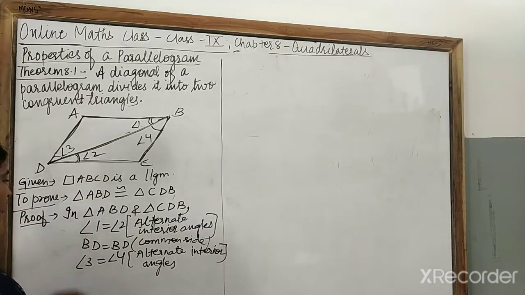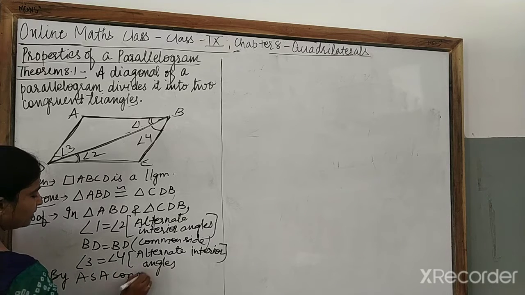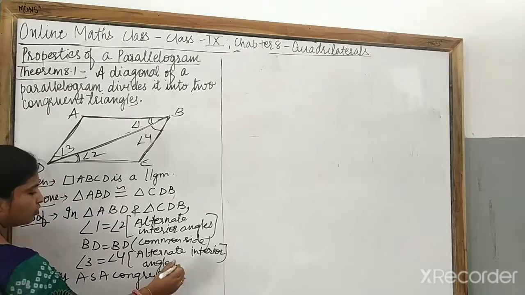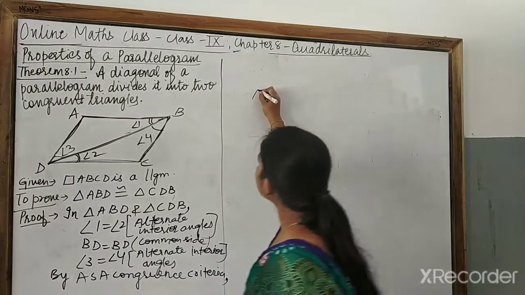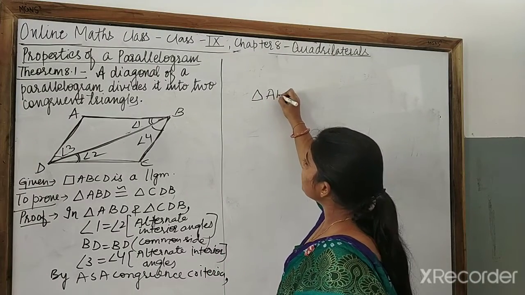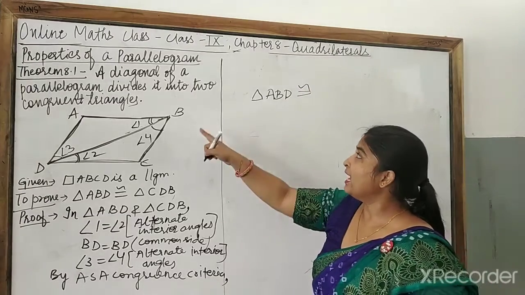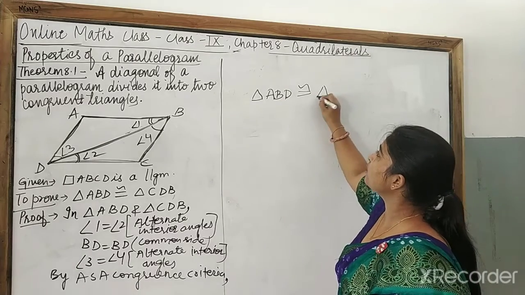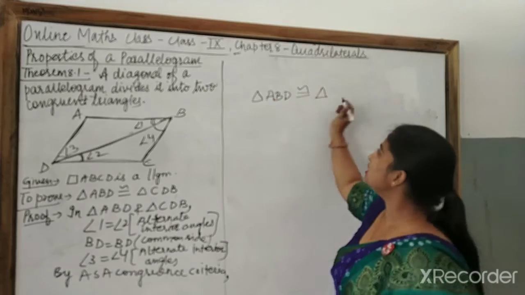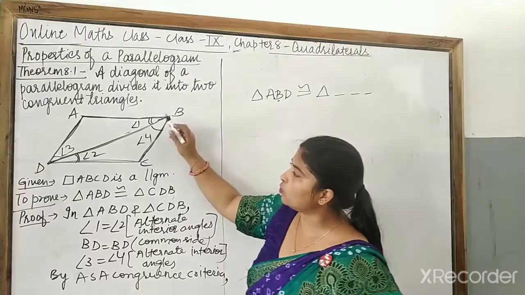Now which property is going on? Angle, side, angle. So what you will write? By ASA congruency criteria, triangle ABD is congruent to... Whenever you are writing, the correspondence is important. ABD. So here also three pieces will come. Now, can you see angle B? Angle B is equal to what?